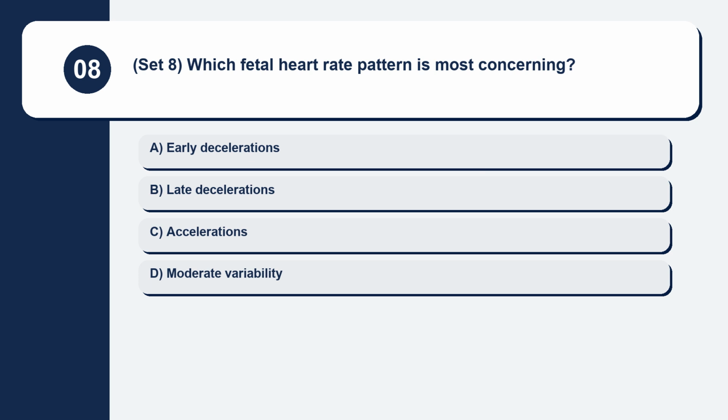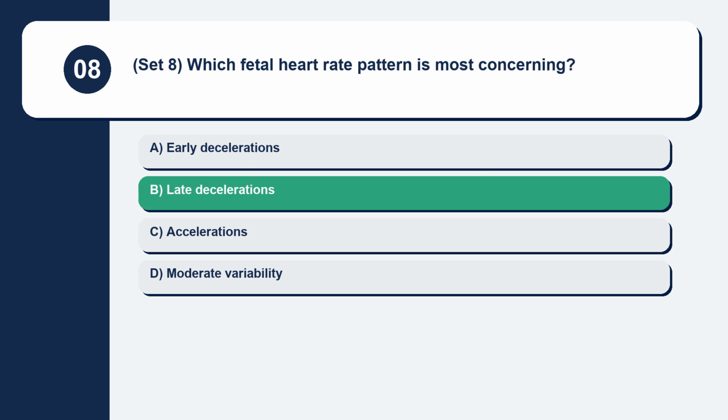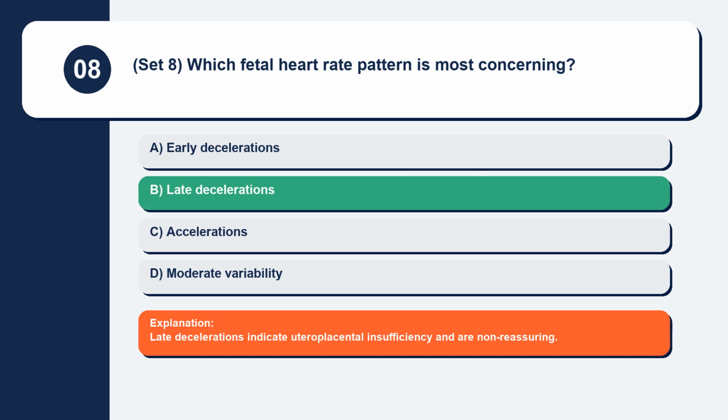Question 8. Set 8. Which fetal heart rate pattern is most concerning? Early decelerations, late decelerations, accelerations, moderate variability. Late decelerations indicate uteroplacental insufficiency and are non-reassuring.